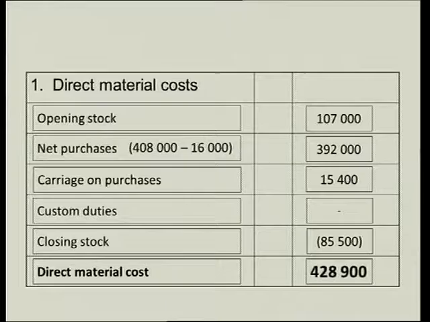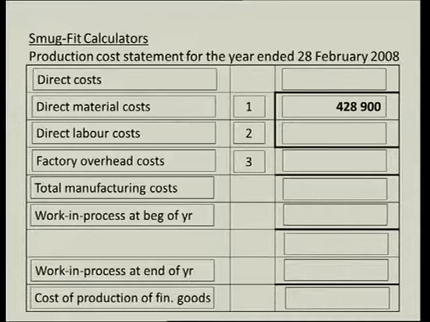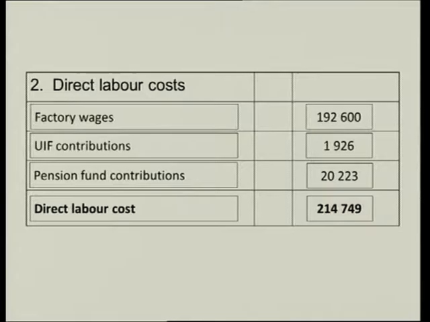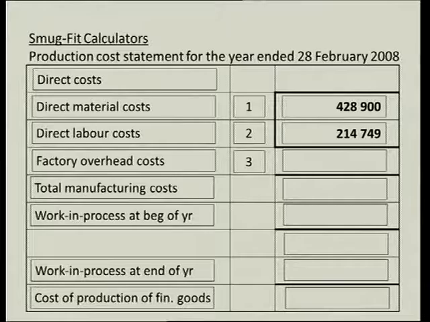there we go, 428,900. You're going to put that in opposite your direct material cost on your production cost statement. Then our next thing we're going to look at is note number two, our direct labor cost. There's our direct labor cost on note number two. Okay, that's what we worked out. If you go to the bottom of note number two, it's there. And you're going to put that in on your production cost statement.